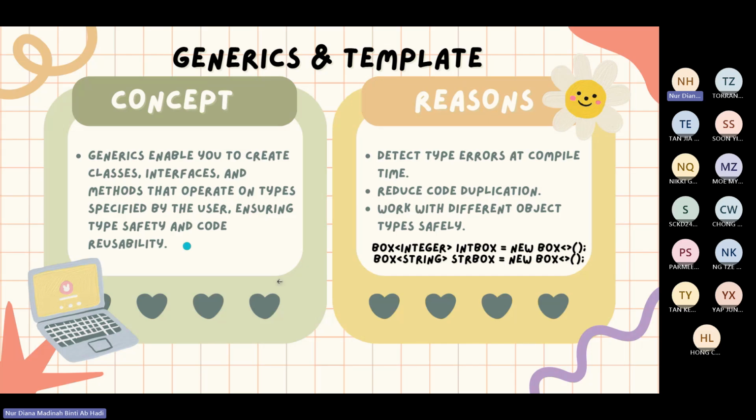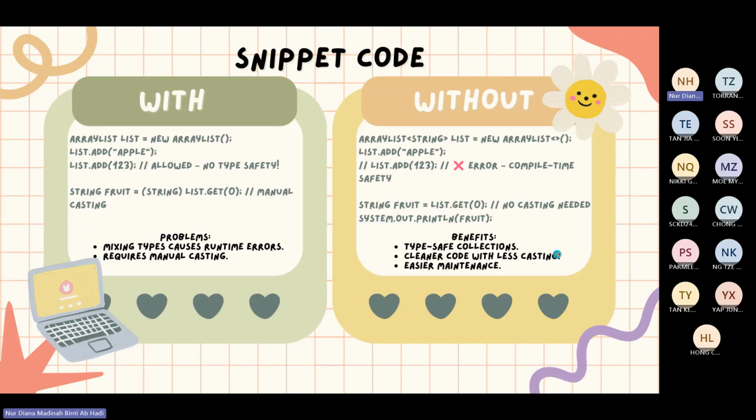So this one, as you can see, is using the same box, but what is stored inside the boxes is different. As you can see, the first box stores an integer, the second one stores a string. Okay? So let's see the code snippet.